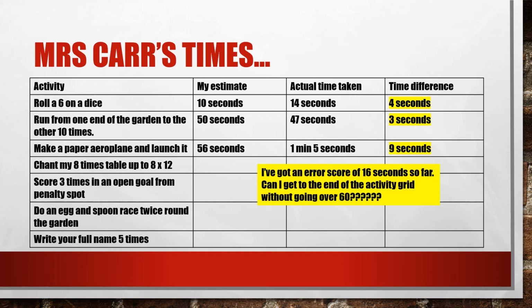Okay. So far I was out in my estimates by 4, 3 and 9. So I've got an error score of 16 seconds so far. And I've got to keep my score under 60 by the end of the grid. So let's see if I could get to the end of the grid, hopefully without going bust, without going over 60.